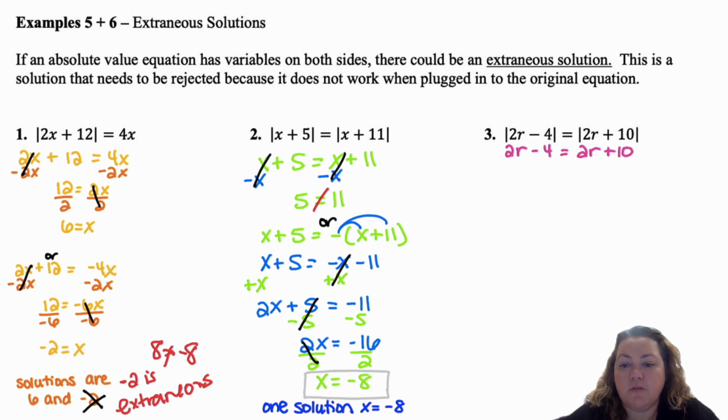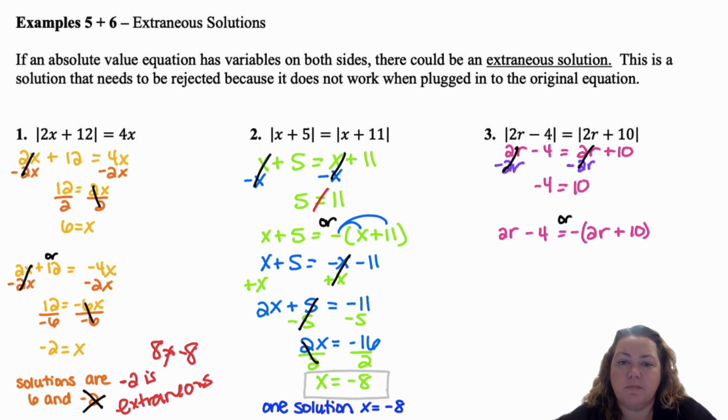The absolute value of 2r minus 4 equals the absolute value of 2r plus 10. I'm going to get rid of the absolute value for the second piece. One of them is going to get negative, and I have to distribute that negative. When I get the r's by themselves, the first one cancels everything out, and I'm left with negative 4 equals 10, which is not true.